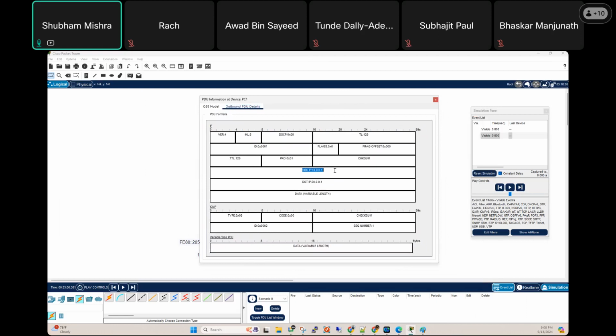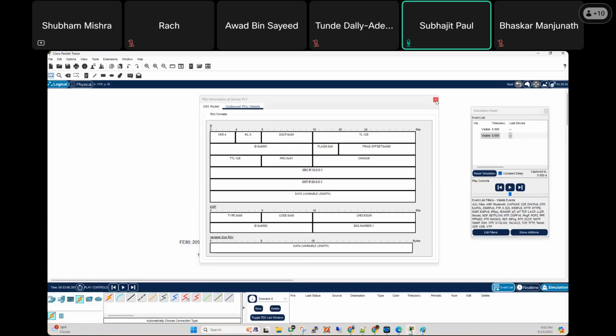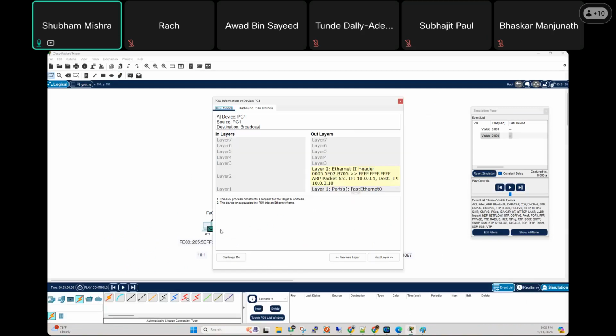Now, open this packet. What is the source IP address? 10.1. What is the destination IP address? 20.1. Clear? See, in the ICMP packet, what is the source IP address written here? 10.1. What is the destination IP address written here? 20.1. Right? This packet is held because the destination MAC address is missing.